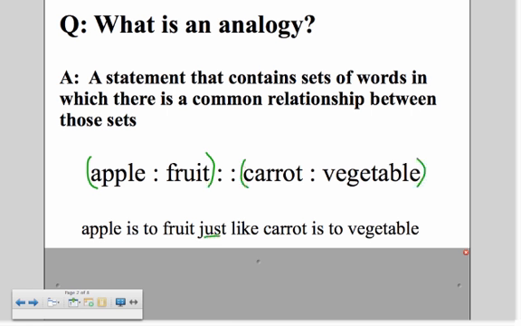This term, just like, is what this symbol means right here. It's kind of like an equal sign in a math equation, where I want the left side of the equation to equal the right side. The same would be true here for analogies. I want the relationship I've got on the left side to be similar to or common to the relationship I've got on the right. In this case, we would say that an apple is a type of fruit, just like a carrot is a type of vegetable. Type of would be one type of analogy.